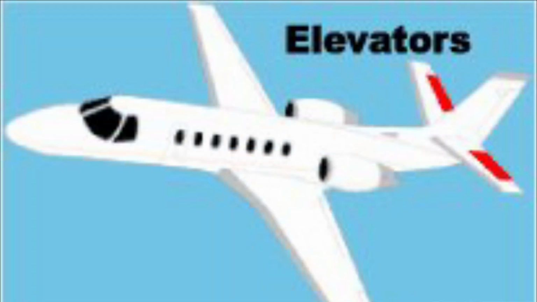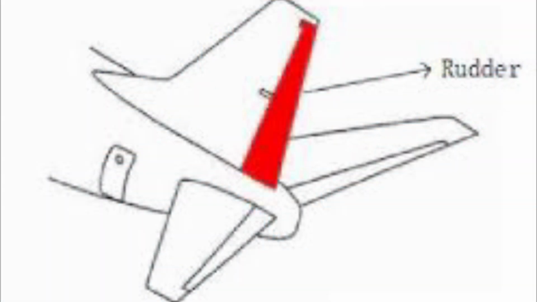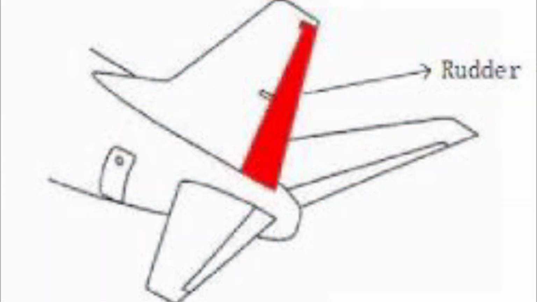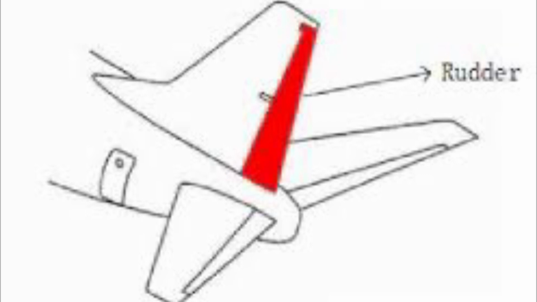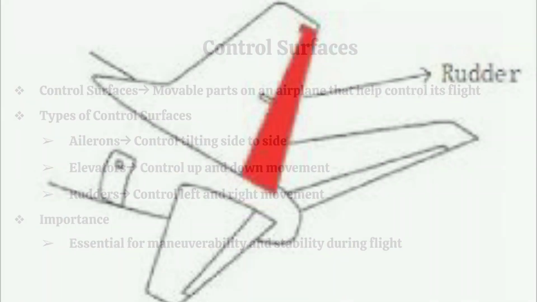Elevators, found on the tail, control the plane's pitch, or up or down movement. They allow the plane to climb or descend, helping the pilot adjust the altitude. Rudders, also found on the tail, control the plane's yaw, which means left to right movement. The rudder helps steer the plane and keeps it on course.